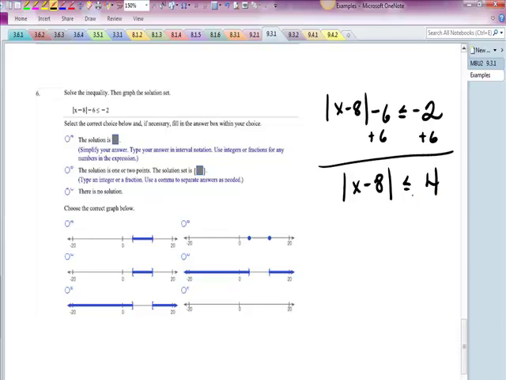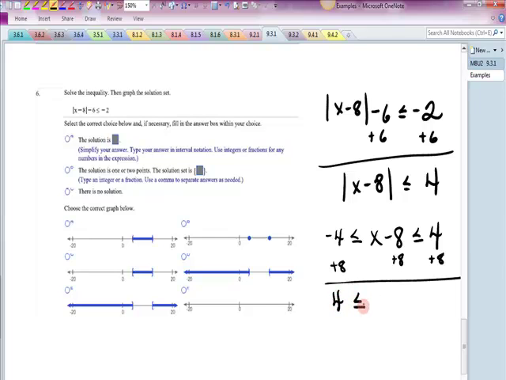All right, so now I can use my process. Negative 4 is less than or equal to x minus 8, which is less than or equal to 4. So whatever is here goes in between negative of this and the positive of this. I need to get x by itself, so I'm going to add 8 to all three parts. That gives me 4 less than or equal to x less than or equal to 12.